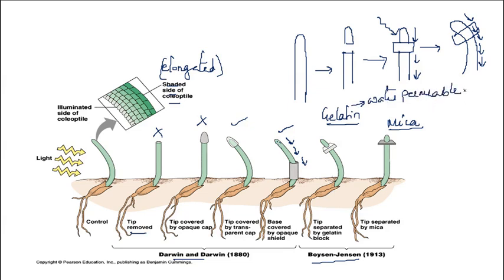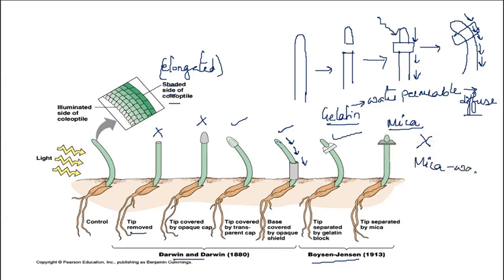If the tip part is covered with an opaque cap, light cannot pass through the tip part, so auxin cannot be synthesized, no bending. But if the tip cap is transparent, as in this experiment, light can pass through it, so bending occurred. But if any region below the tip is covered, but the tip part is unaffected, light again can pass through the tip part and auxin diffuses downward and still shows the bending.